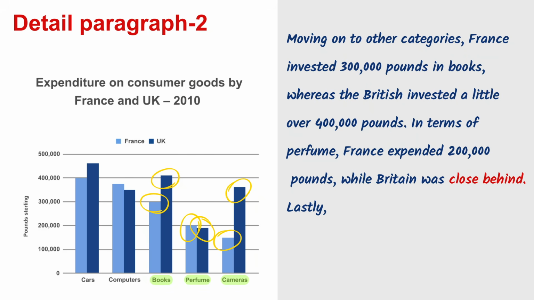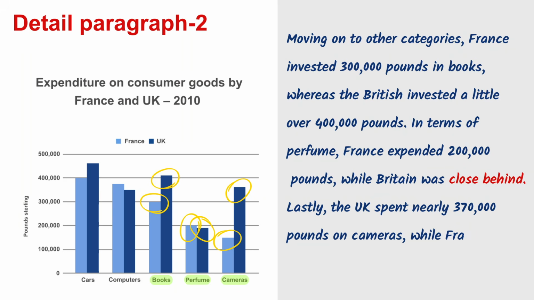Lastly, because I'm talking about the last category here, the UK spent nearly 370,000 pounds on cameras, while France only spent about 150,000 pounds. All right, as you can see, we analyzed all the data here. We talked about the differences. We talked about the amount of spending for both countries and all the categories.